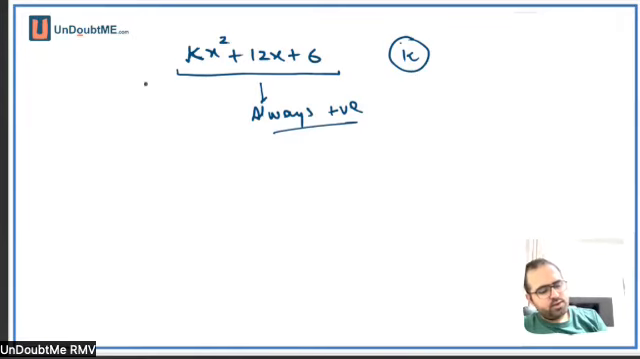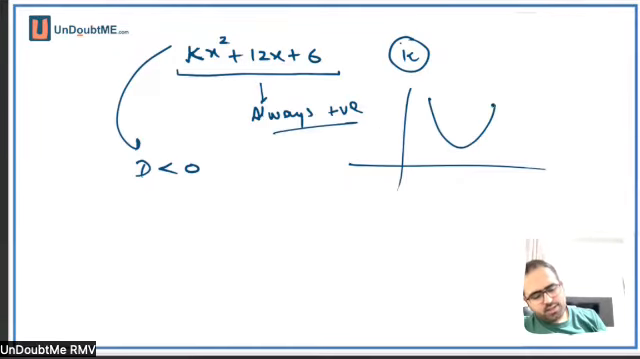So for always positive, we will be putting the value of D as negative, okay? Because always positive means logically this will never touch or cut the x-axis. So it will be an imaginary root case. So B square minus 4AC is negative.